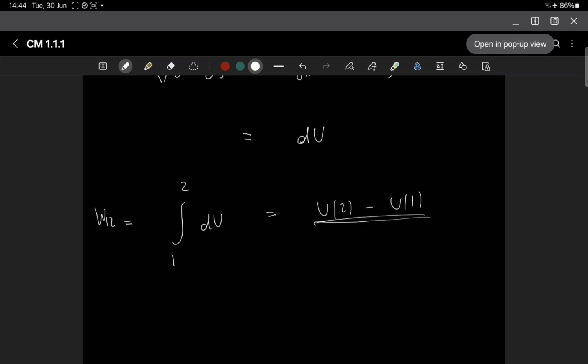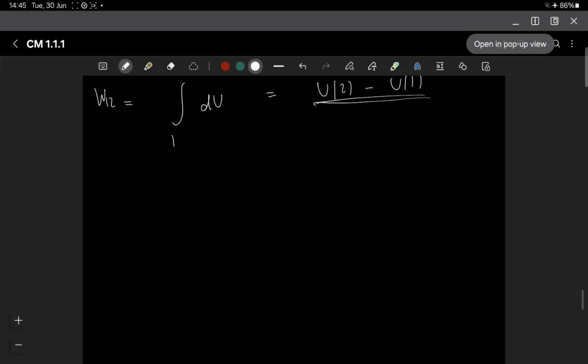So what else I wanted to say about this is that we can find out some more things. We know that W12 is also T2 minus T1, as we found last time, and now we know that this is equal to U2 minus U1, right?